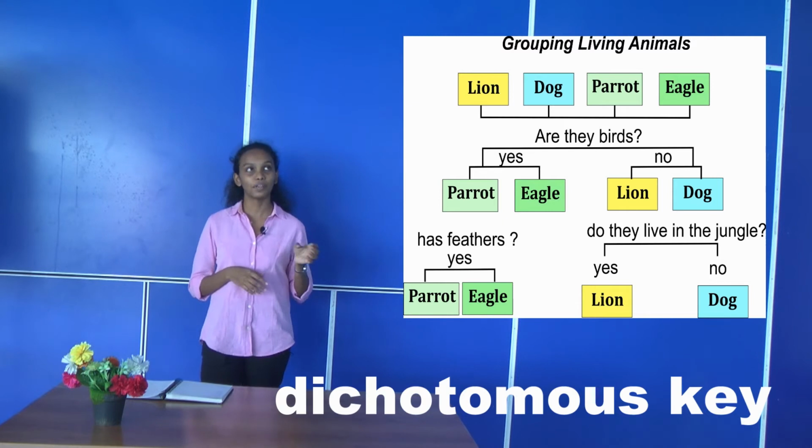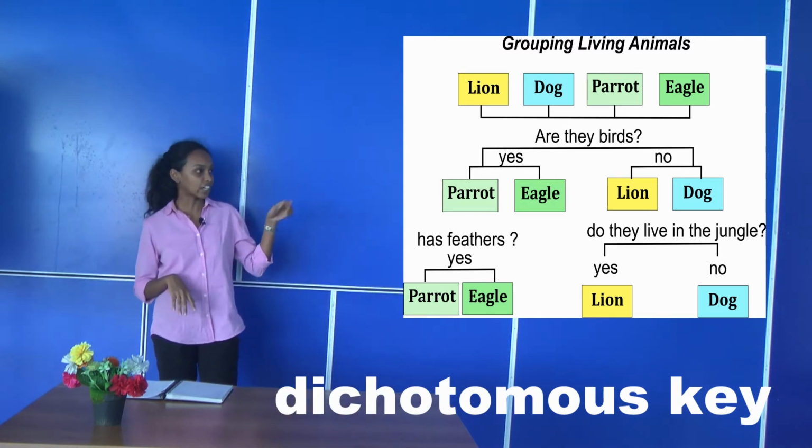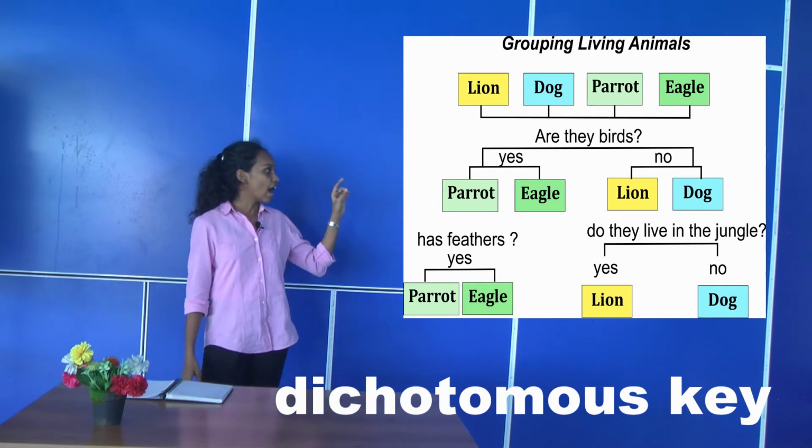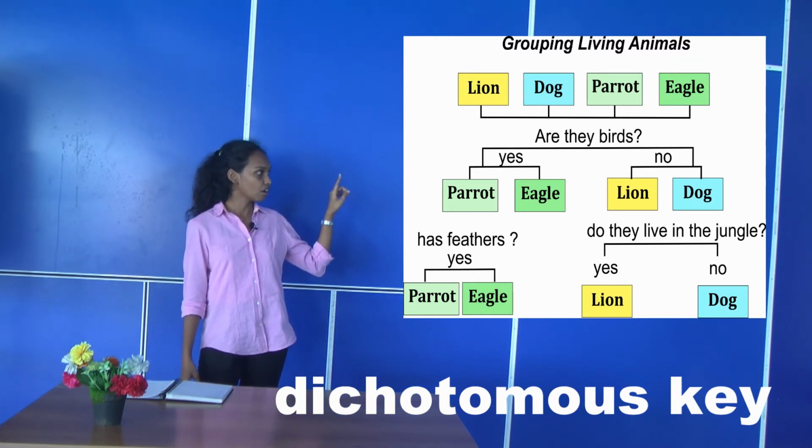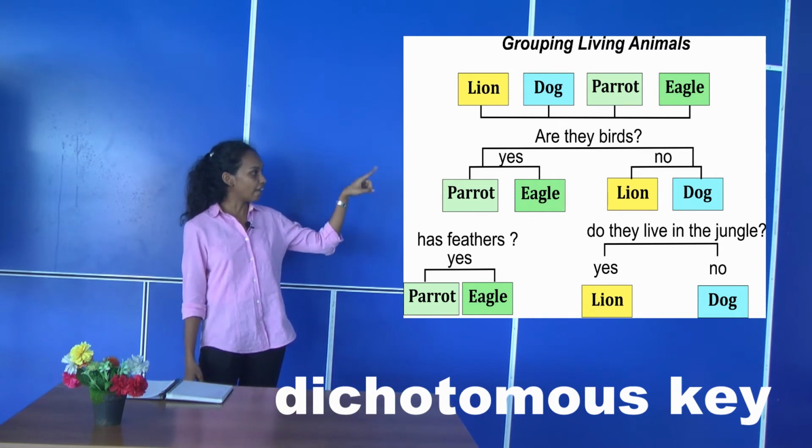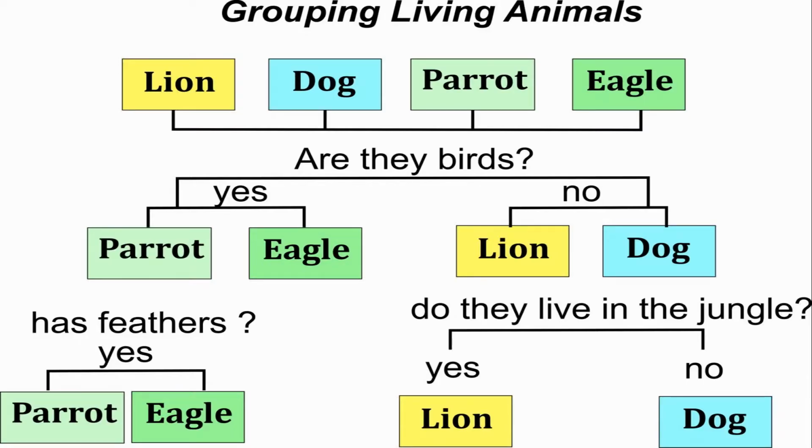Okay, now let's see how to group living things. Grouping living things means we can group living things based on similarities and differences. Now, for example, you can see in this dichotomous key, there is a lion, and there is a dog, and there is a parrot, and there is an eagle. We can group animals based on their similarities and differences. I am going to show you an example. Now there are 4 animals: lion, dog, parrot, and eagle. Now I am going to group them.